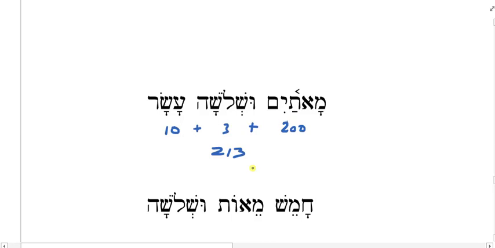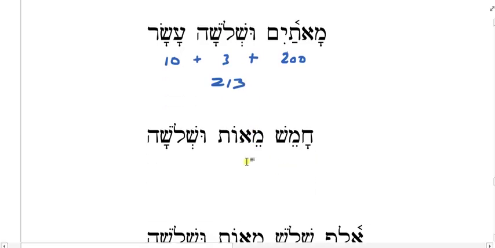The next one is Chamesh Me'ot U Shilosha. So Chamesh, what do I have here? Well, this is the unit 5, Chamesh. Me'ot, that is 100, Me'ah, but in the plural. So it's 5 sets of 100, or 5 100 units worth of stuff. And notice that me'ot is feminine plural. It's feminine, and I have 5 of them.